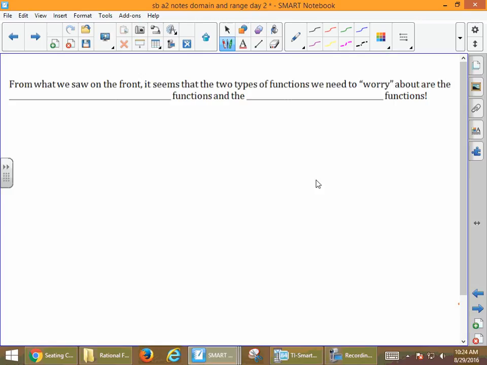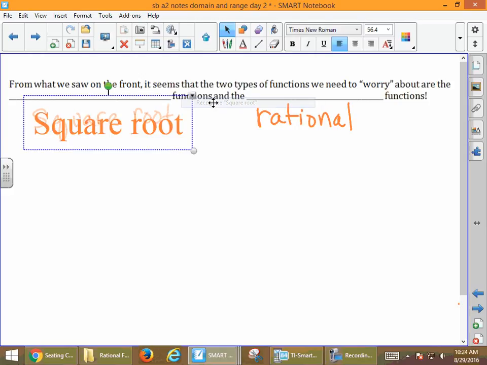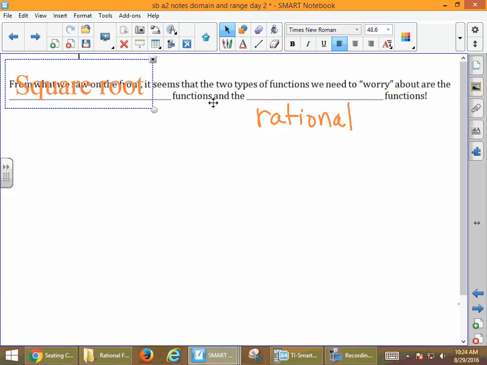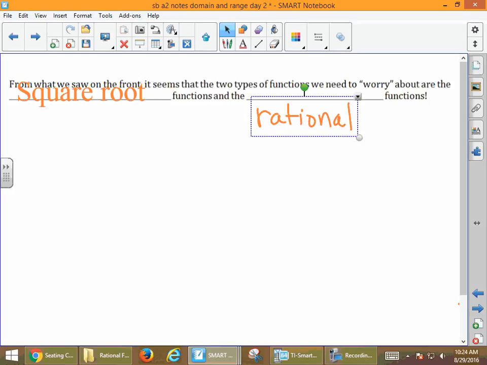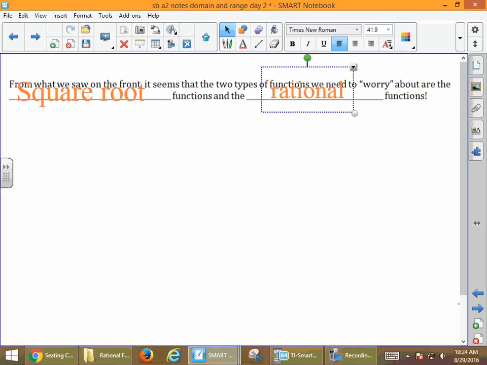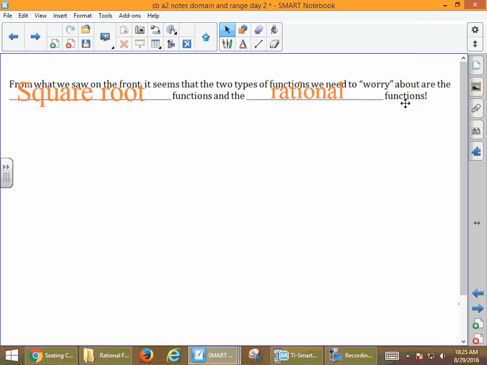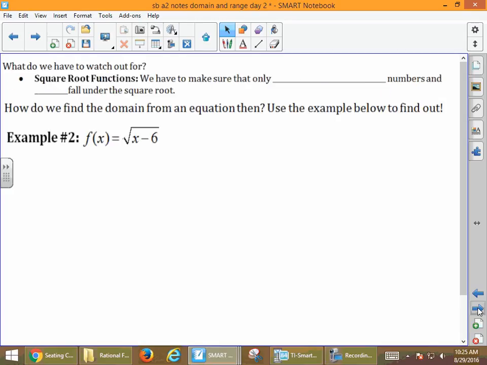From what we saw in the front, it seems that there's two types of functions that we need to worry, so to speak, about. And that is a square root function and the rational function. And we need to worry about those, so to speak, because our domains are not all real. And we're specifically going to focus on the domains here for the remainder of our notes.